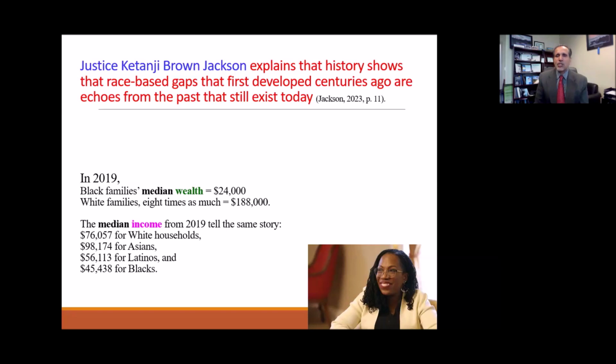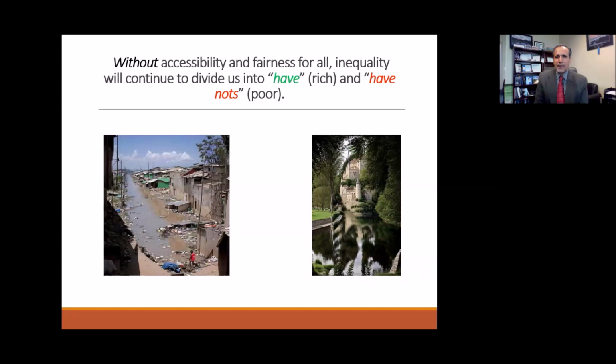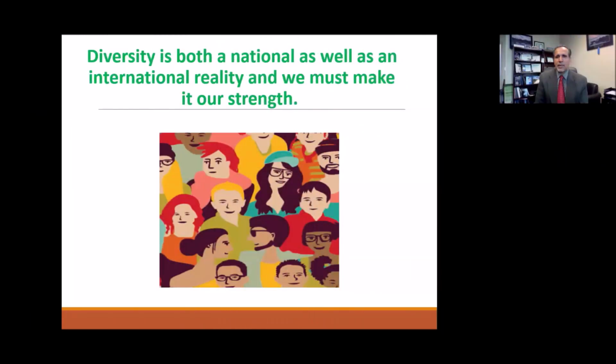that still exist today. Keep in mind that if every person in the United States does not have access to great university education, that means inequality will continue to divide us into haves and have-nots. So unfortunately, the cycle of oppression will continue unless we are able to provide equality, equity, inclusion, and accessibility to every American. Keep in mind that diversity is both a national as well as an international reality all around the globe, and we must make it our strength as a human race.